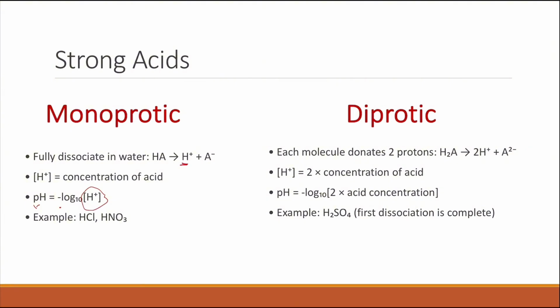The diprotic acid, something like sulfuric acid, where each mole of the acid will give you 2 moles of the hydrogen ion. In this case, the hydrogen ion concentration will be 2 times the concentration of the acid. Again, you can calculate the pH as minus log 10 of 2 times the concentration of the acid. An example is sulfuric acid.